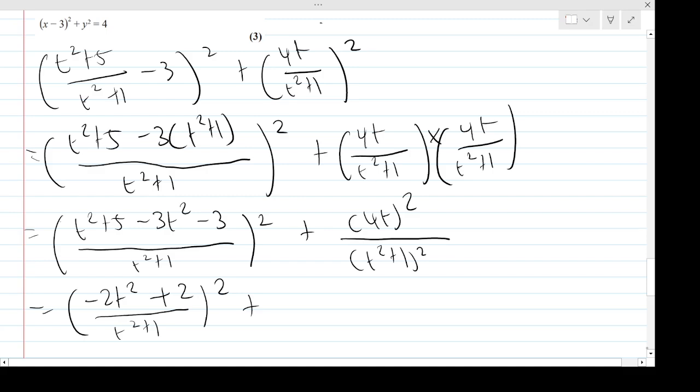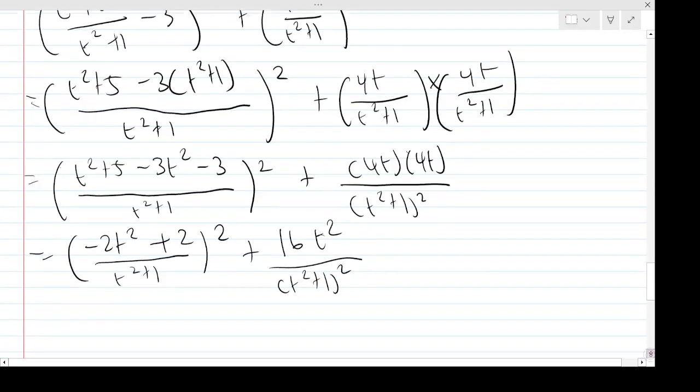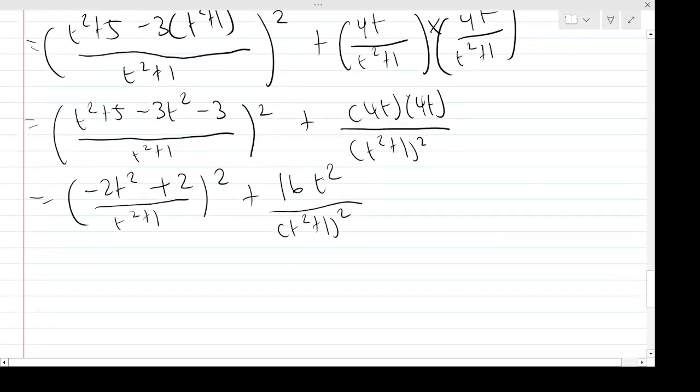Let's just deal with the numerator. So we're going to add 4t all squared. That's going to be 16. Remember, that's 4t all squared. So 4 times 4 is 16, and t times t is t squared. And I'm going to leave it as t squared plus 1 all squared. Maybe we might expand it, but at the moment, let's leave the denominator where it is.